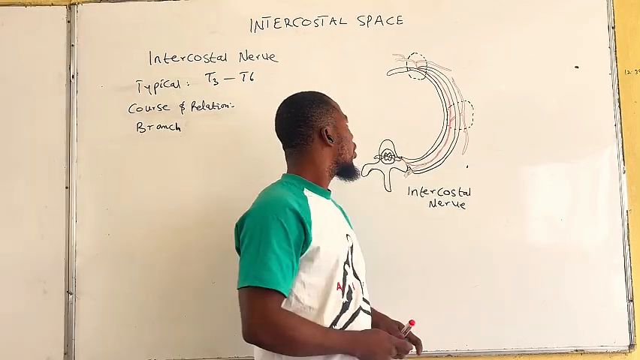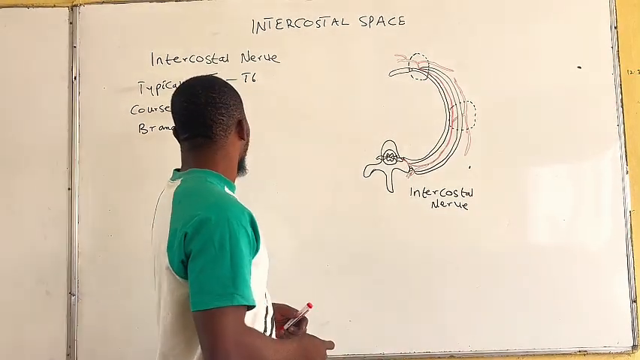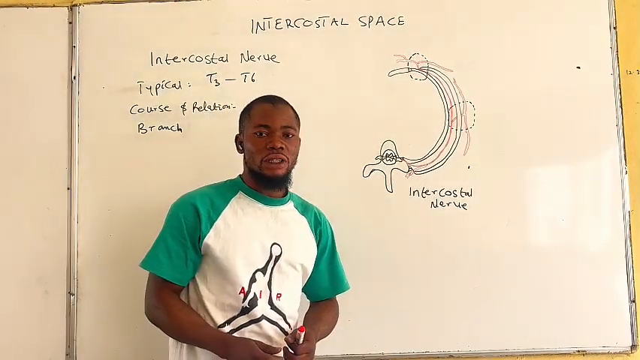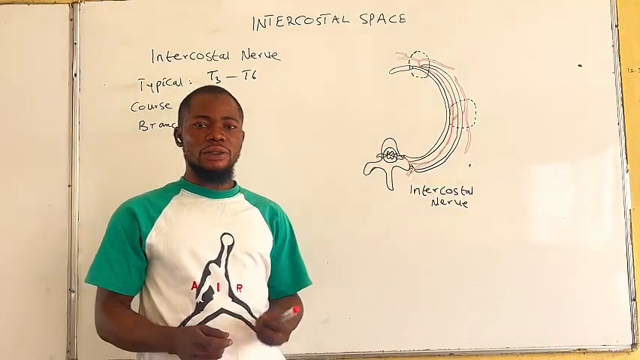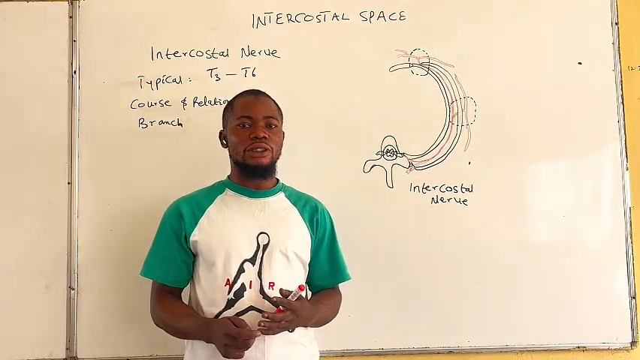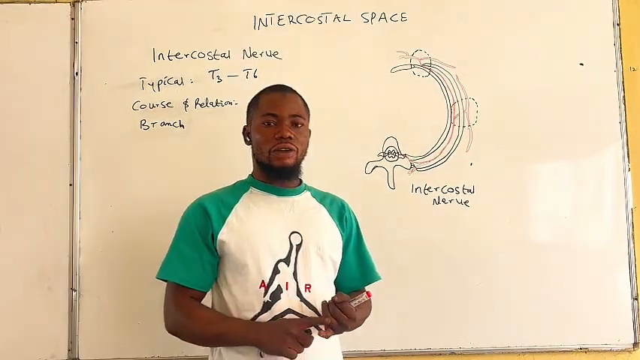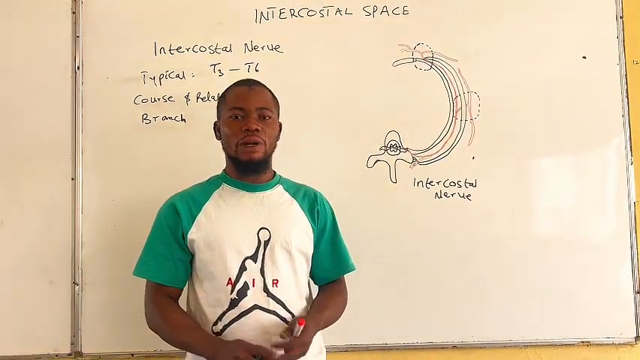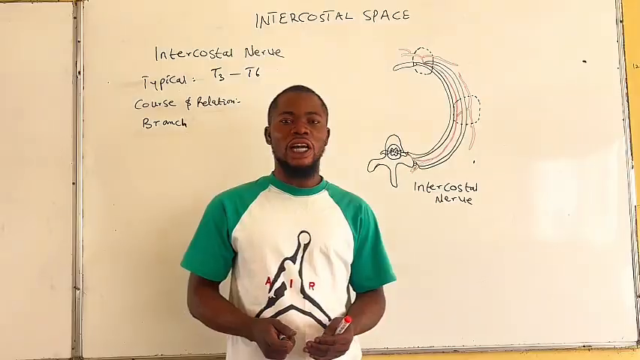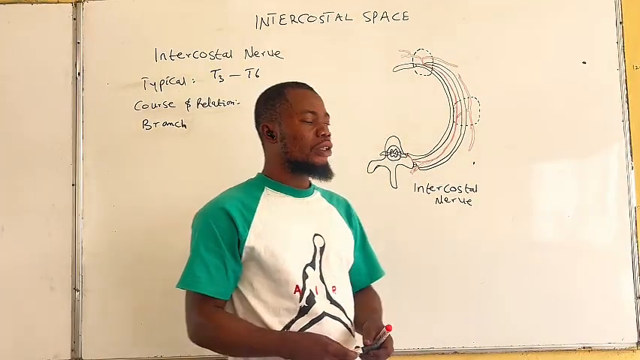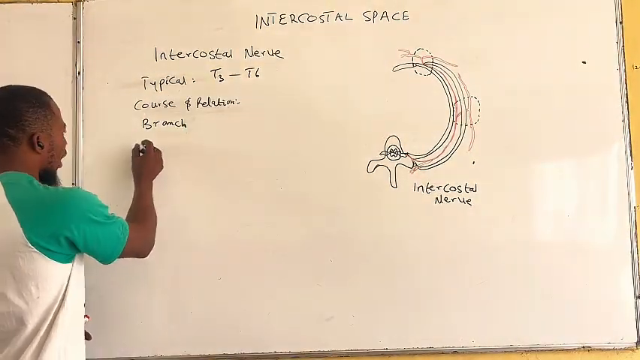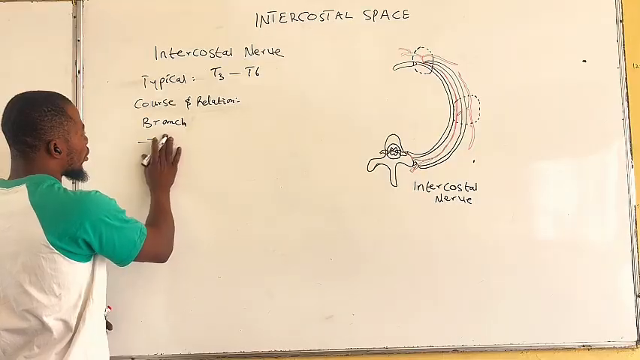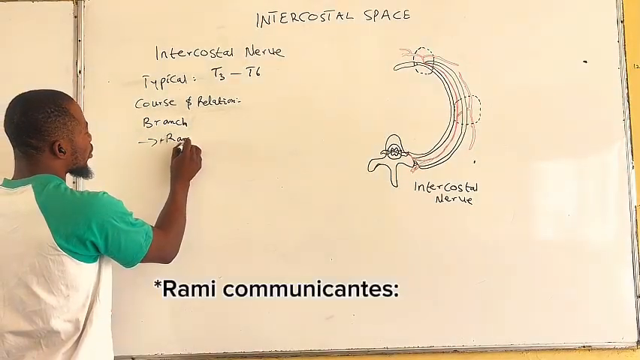Branches of typical intercostal nerves. A typical intercostal nerve gives off 5 different branches: rami communicantes, muscular branch, collateral branch, anterior cutaneous branch, and lateral cutaneous branch. We said the branches are rami communicantes.